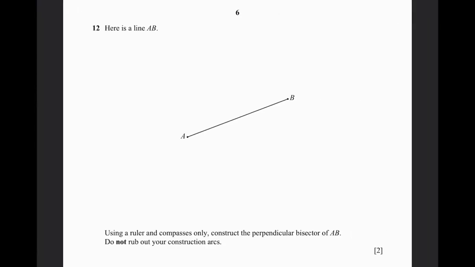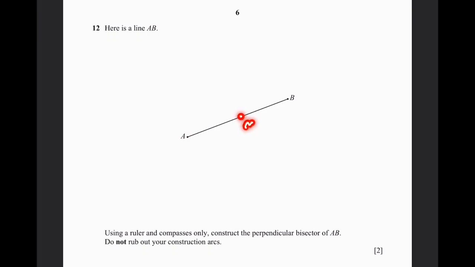Question 12. Here's a line AB. Using a ruler and compasses only, construct the perpendicular bisector of AB. Do not rub out your construction arcs. I'm not going to show you exactly how to do it using construction tools. I will just show you what steps you need to take to finish this question. So first put your compass needle in A and measure out a length on the compass which is greater than half of the length of the line.